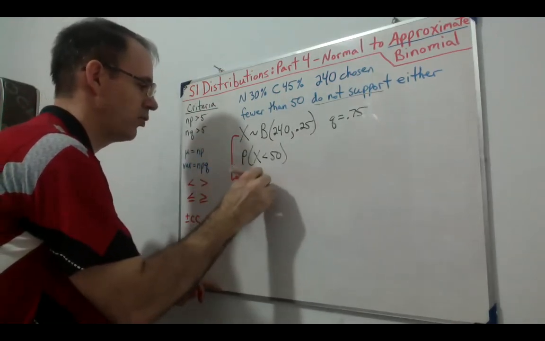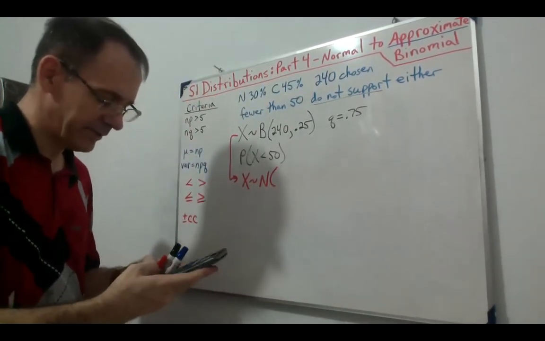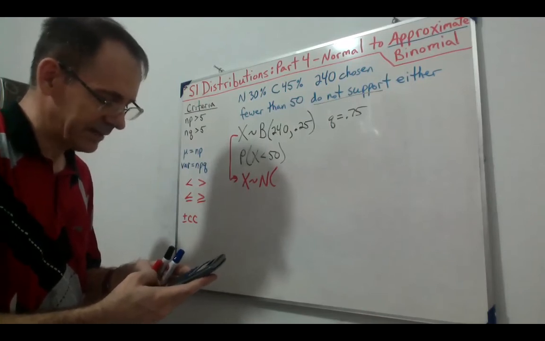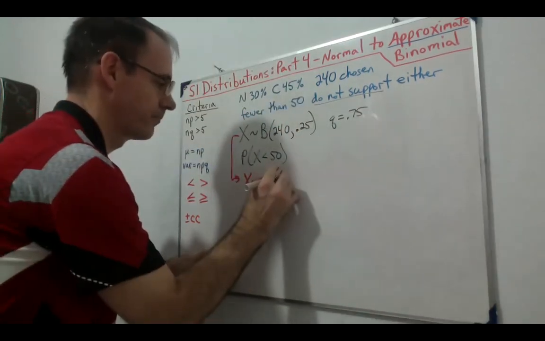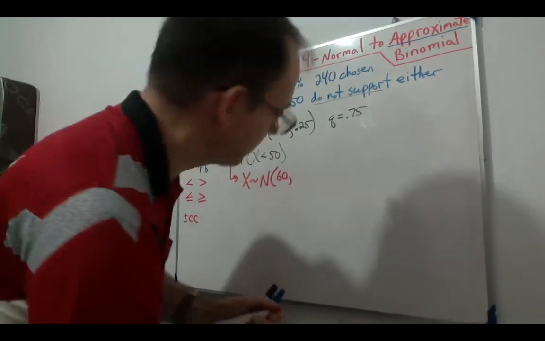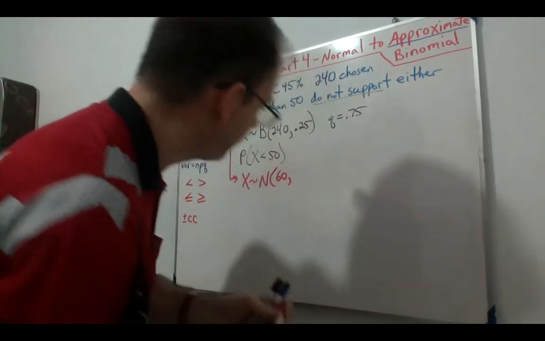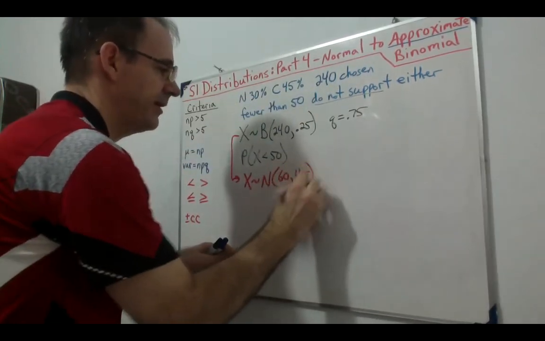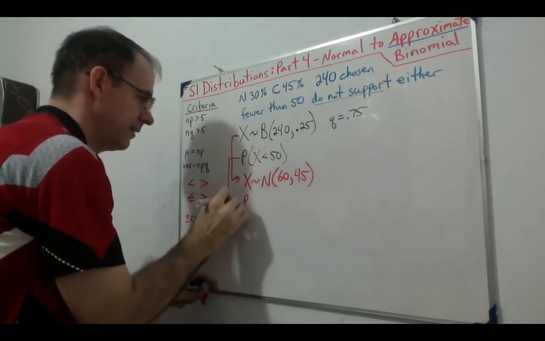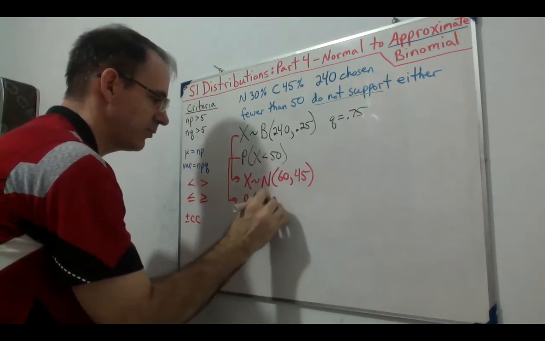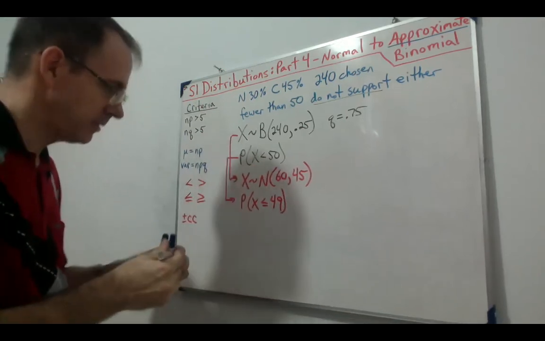Okay, so then we convert X. Now we want normal. We want our mean, which is np, 240 times 0.25, is 60. And then take that npq, multiply by 0.75, get 45. That's our variance. And our probability statement is now X less than or equal to 49, because this didn't have the equal to, so we had to go down to the next number.